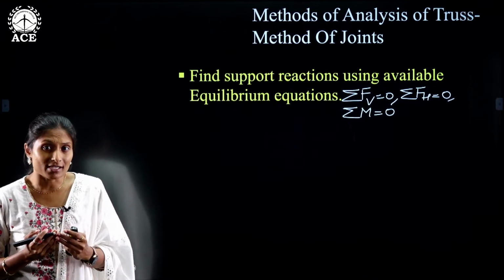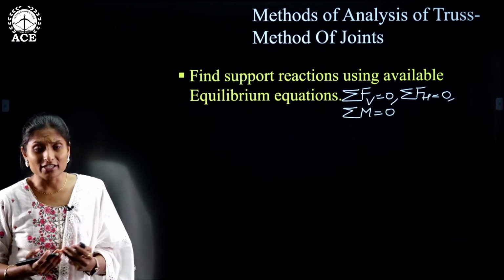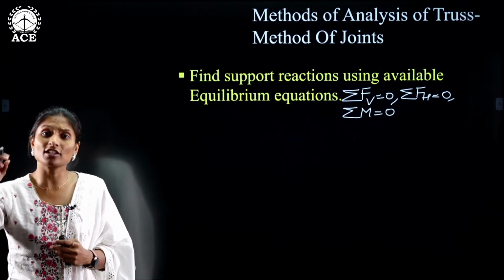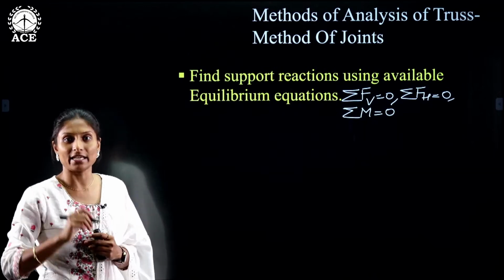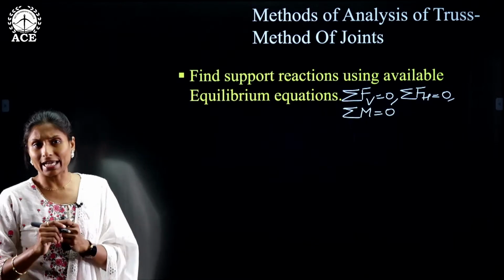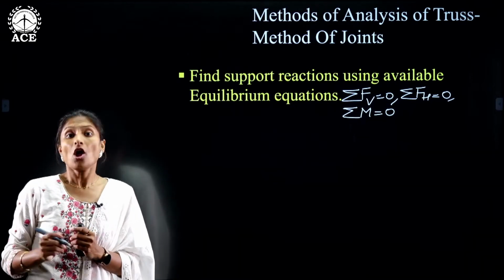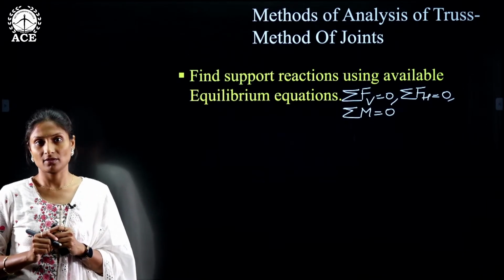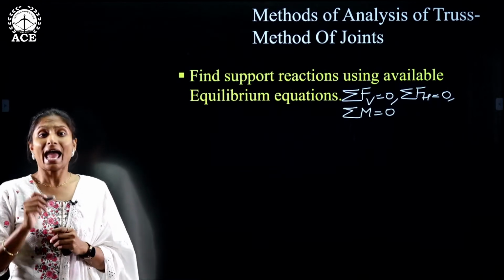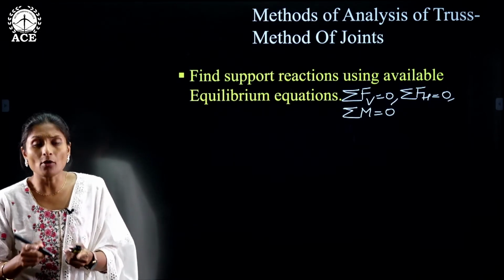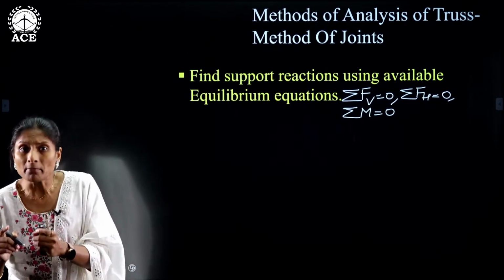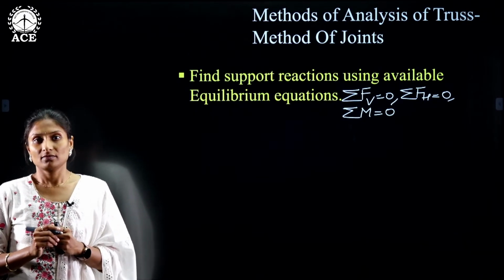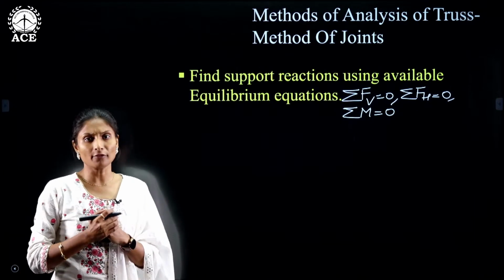To determine forces, we'll use the method which is there in its name only. It is the method of joints, right? Each and every joint is considered separately and a free body diagram is drawn representing all the forces in the members meeting at that particular joint. Then only we will continue to determine the forces.